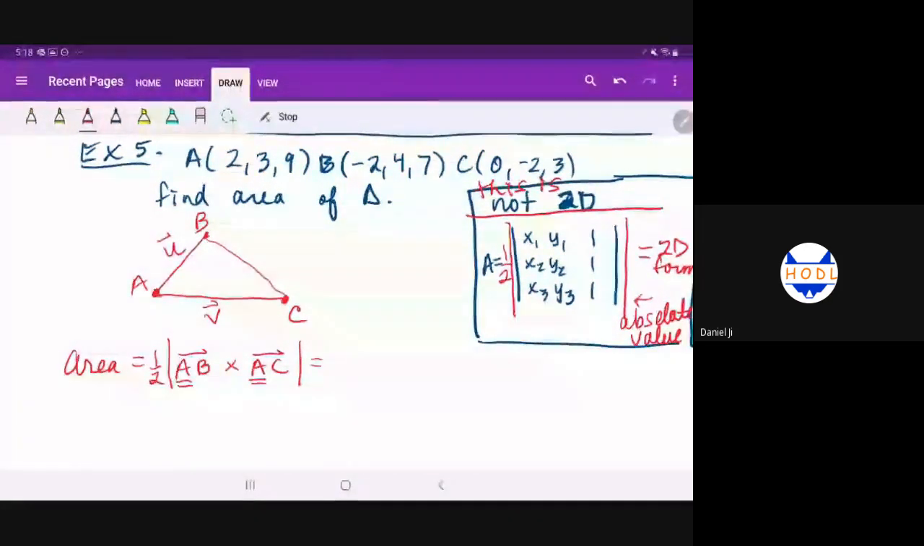Now, how do you find AB? So AB, you start at A and you're trying to get to B. I don't like to subtract backwards. I think, how do I get there? So I'm at A, I'm trying to get to B. That'd be -4. And then I'm trying to go from 3 to 4, so that's +1. Trying to go from 9 to 7, that's -2. AC, A all the way to C, that'd be -2.